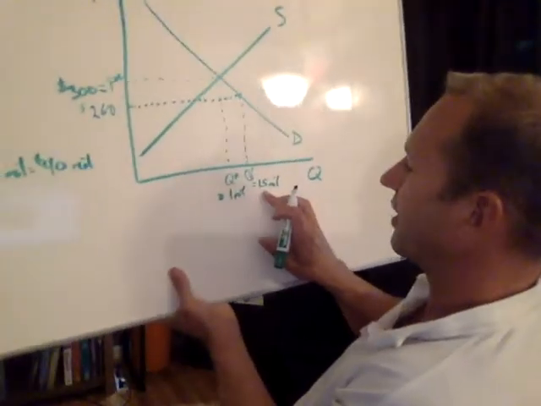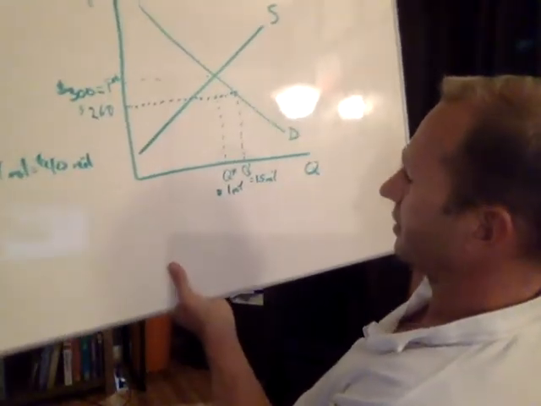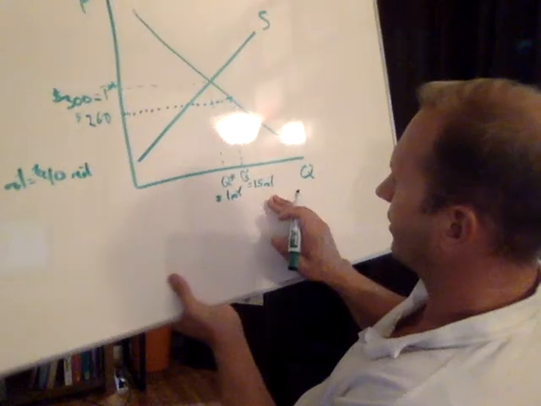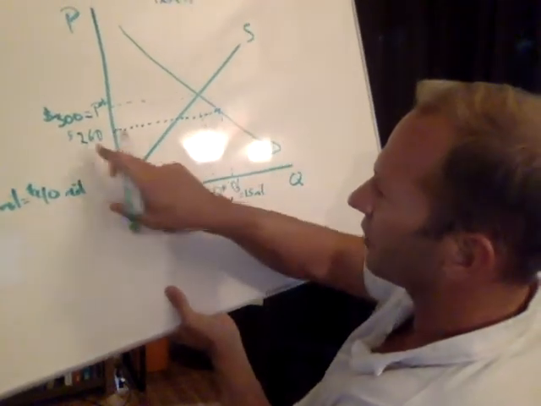So what the author is looking for here is this 1.5 million, right? That's what the author said. It's going to go out to 1.5 million at 260.